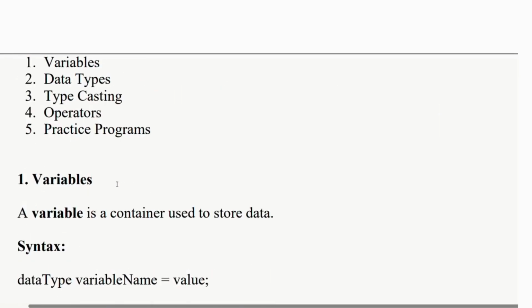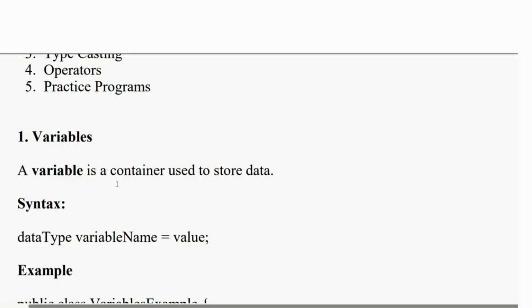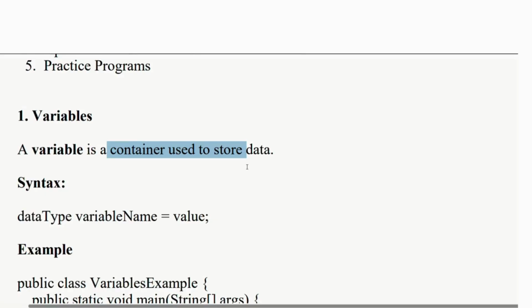So let's start with variables. So what is a variable? A variable is a container where we are storing data. Let's suppose I have one container, and in that container I am storing water. So it is known as the variable. A variable acts like a container where we are storing our values.